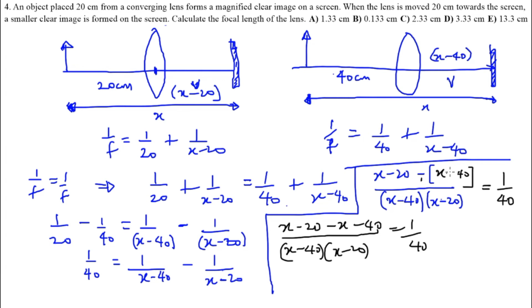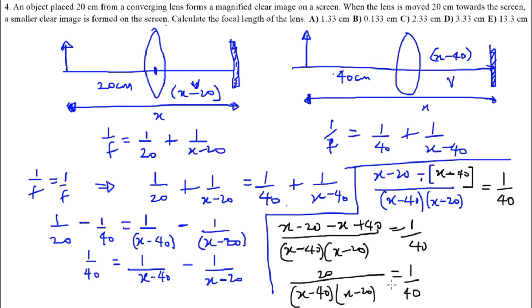So negative, it is always negative. So minus times x is minus x, minus times minus 40, that's supposed to be plus 40. x minus x gone, minus 20 plus 40, that's supposed to be 20 plus 20 upon x minus 40, then x minus 20, which is equal to 1 over 40.